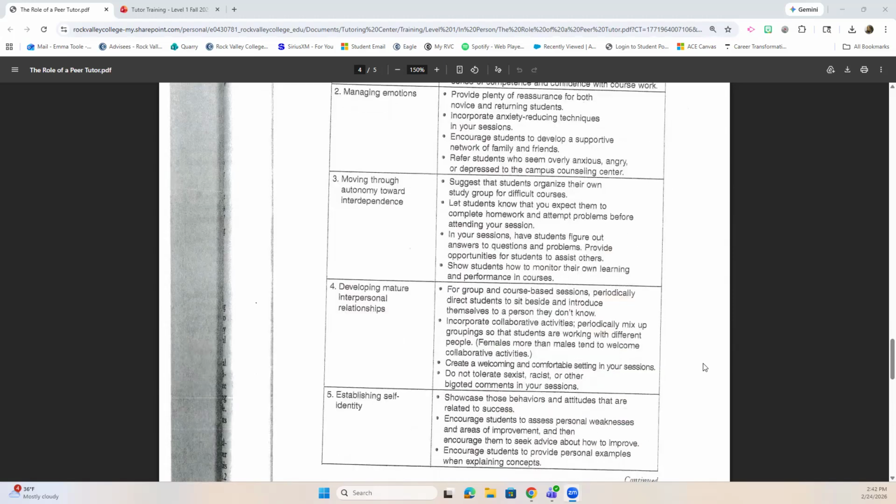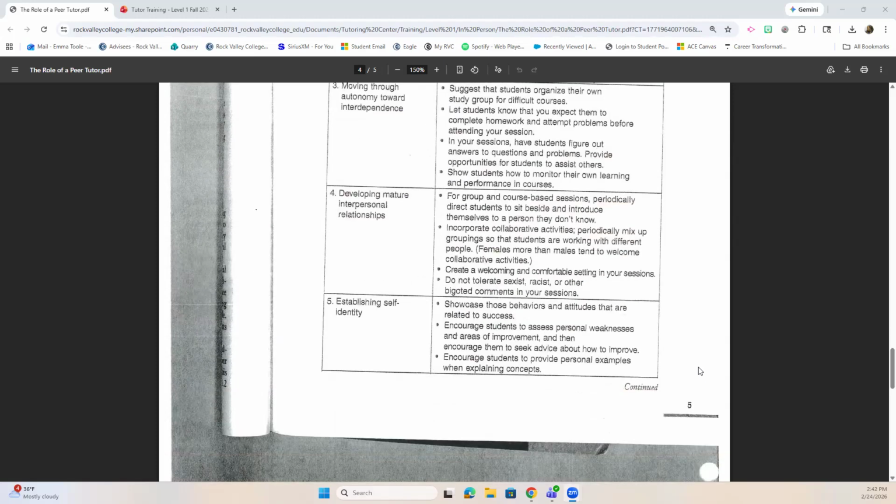Category 3, moving through autonomy toward interdependence. Suggest that students organize their own study group for difficult courses. Let students know that you expect them to complete homework and attempt problems before attending your session. In your sessions, have students figure out answers to questions and problems. Provide opportunities for students to assist others. Show students how to monitor their own learning and performance in courses.